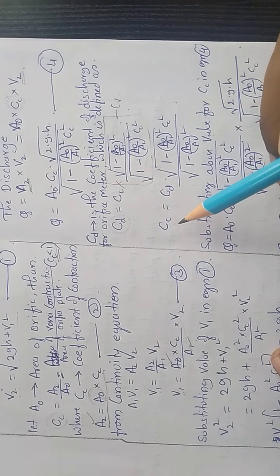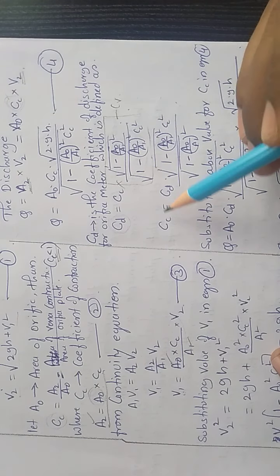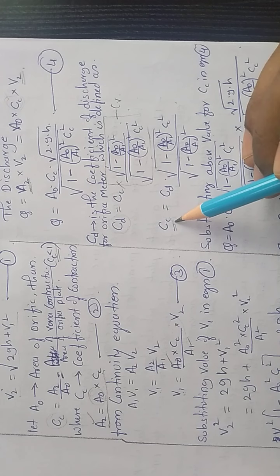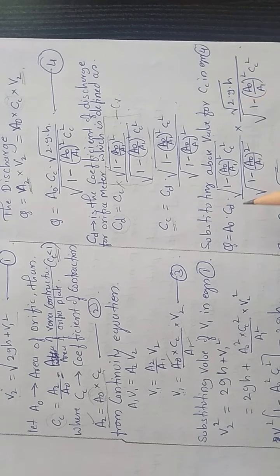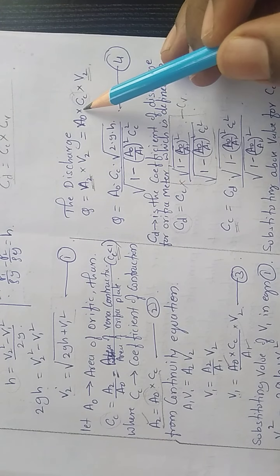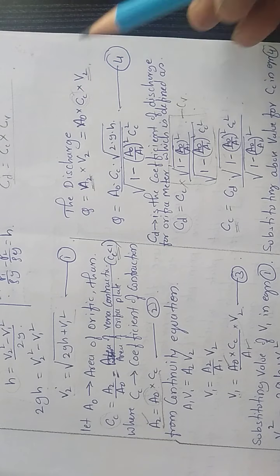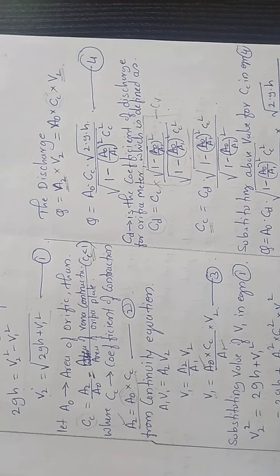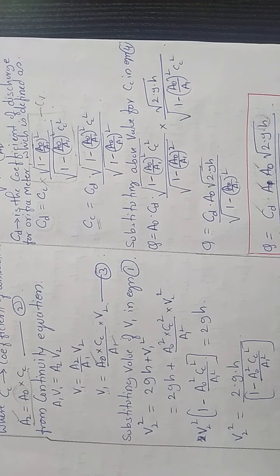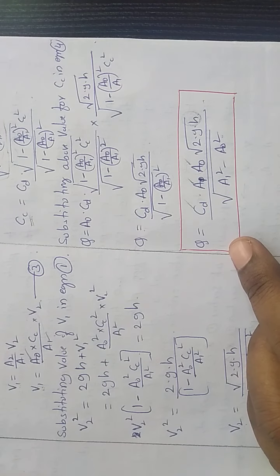So Cc is equal to, we have just cross multiplied. Once we get the expression for Cc, now I'll substitute it in Q is equal to a0 into Cc into v2, and simplify. I'll get the expression for the discharge.